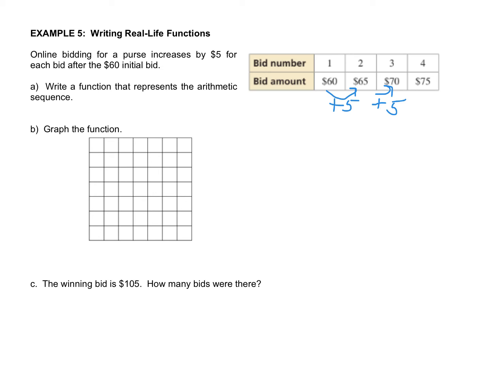So to write this function, because they're calling it a function, we're not going to use the a sub n, we're just going to call it f of n, since n is our variable for the arithmetic sequence.